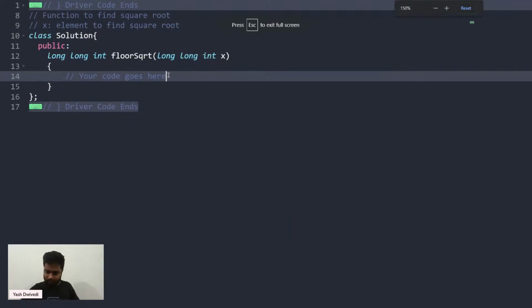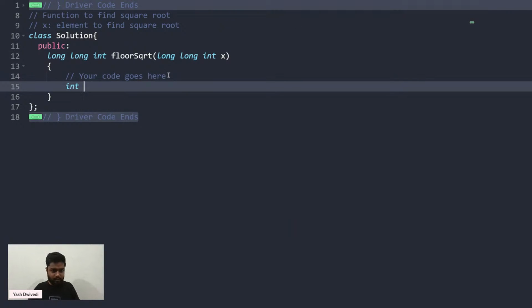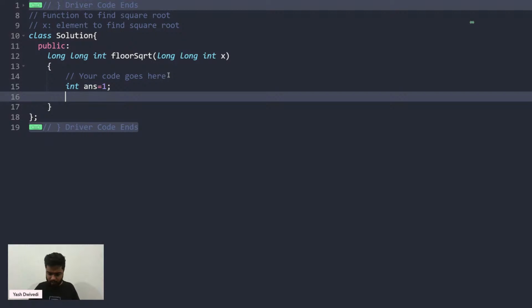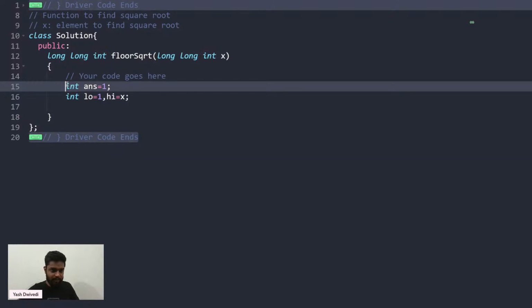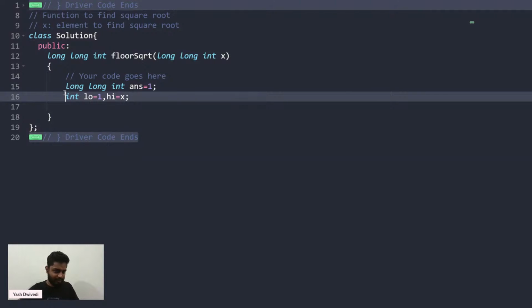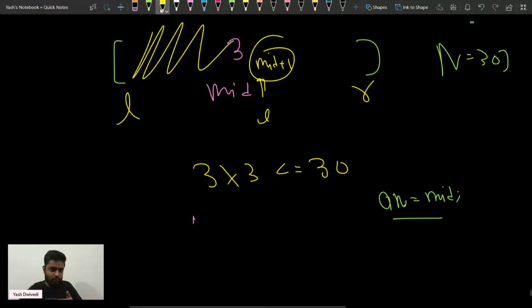So see, if you have to find this particular thing, let's say int answer, initially I'll take it as one or something. I can have my low value as one and high value as x, and I should take it as long, obviously. Sorry, so long. Okay. This is nothing but finding the square root of n in logarithmic of n time. This is nothing but the binary search approach.